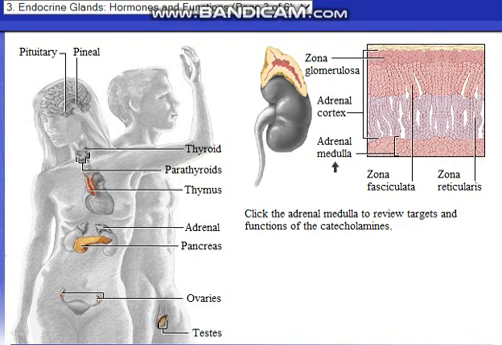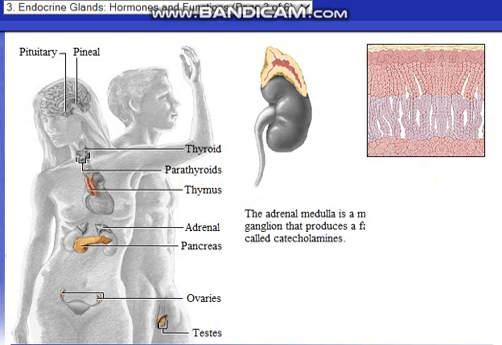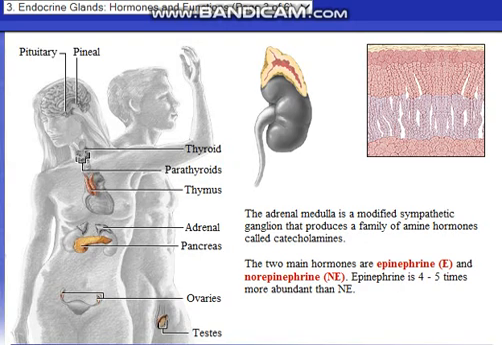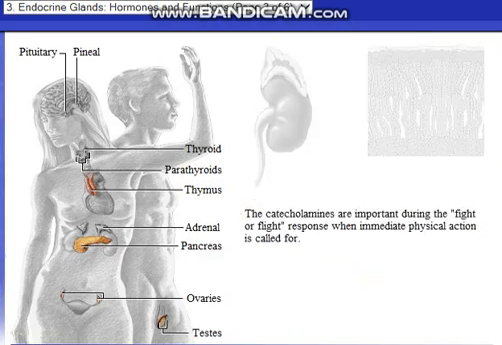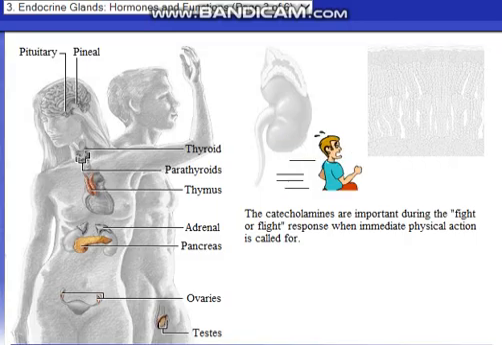Click the adrenal medulla to review targets and functions of the catecholamines. The adrenal medulla is a modified sympathetic ganglion that produces a family of amine hormones called catecholamines. The 2 main hormones are epinephrine and norepinephrine. Epinephrine is 4 or 5 times more abundant than norepinephrine. We will study it in detail in Topic 5. The catecholamines are important during the fight or flight response when immediate physical action is called for.